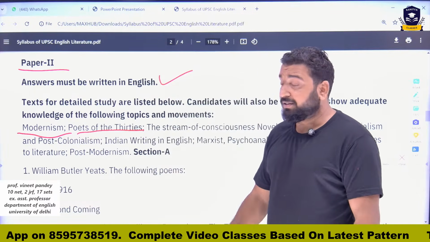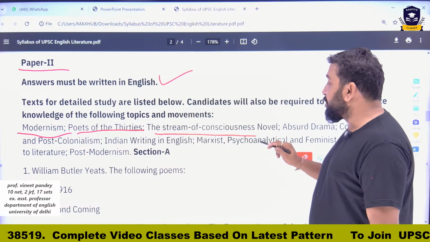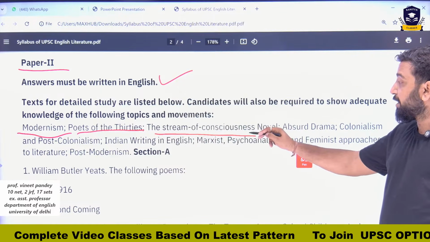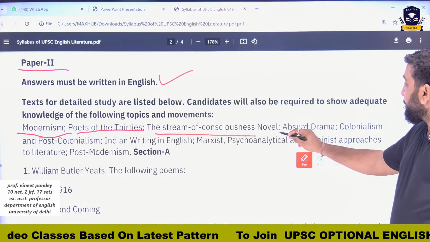Poets of the 1930s, a group of selected poets, we will cover here. Then the stream of consciousness: what is this technique? Who are the writers who have used it? How is it employed? We will complete all of this.